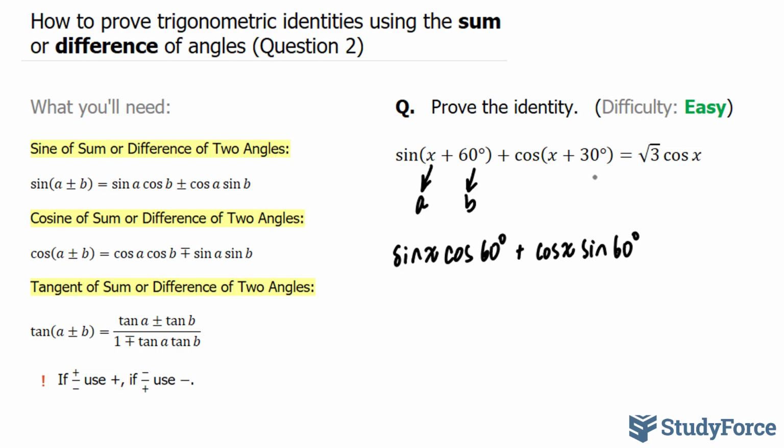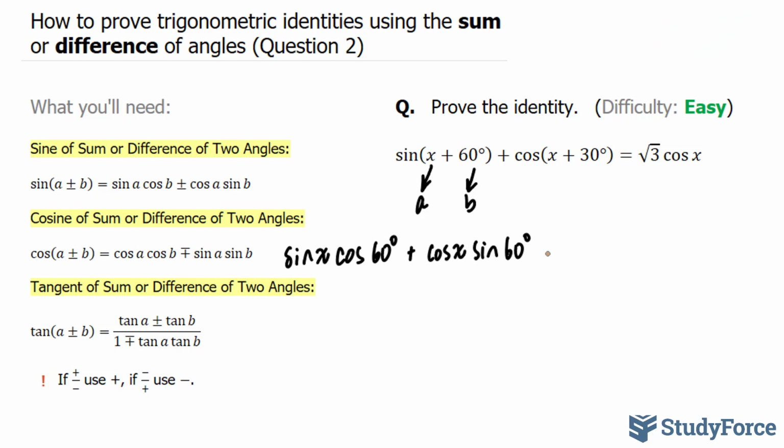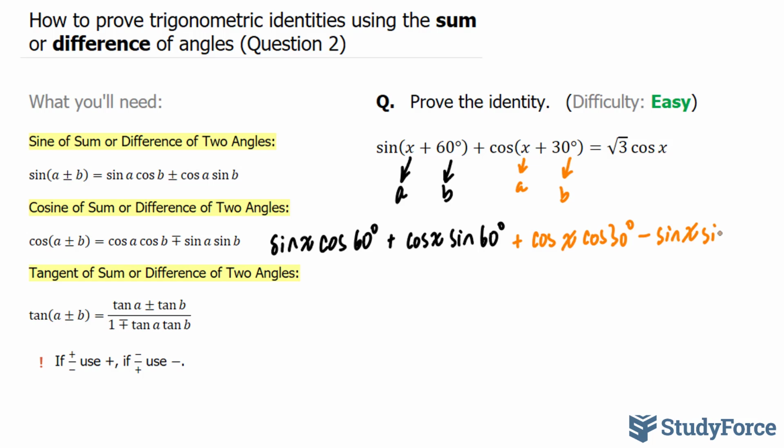We'll do the same thing for cosine now, where if you have plus in between the two terms, you use minus in between these two terms on the right side. So I've made some room. Plus cosine, this will be our A and this will be our B. Cosine of x, cosine of 30 degrees, minus sine of x, sine of 30 degrees. And this is equal to the right side, which I won't show.